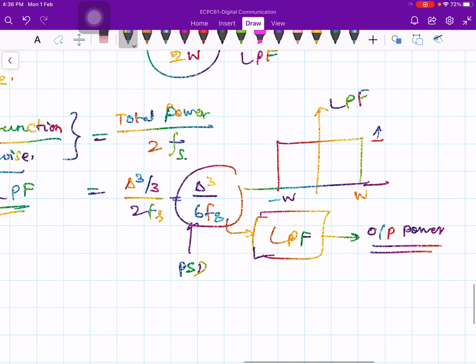And why did I choose W? Because W is the bandwidth of my signal. Okay, W is the bandwidth of my signal.